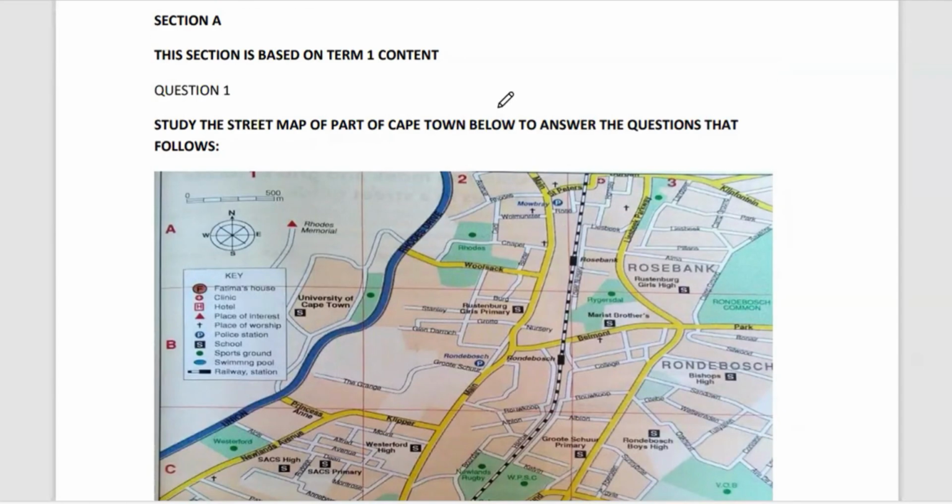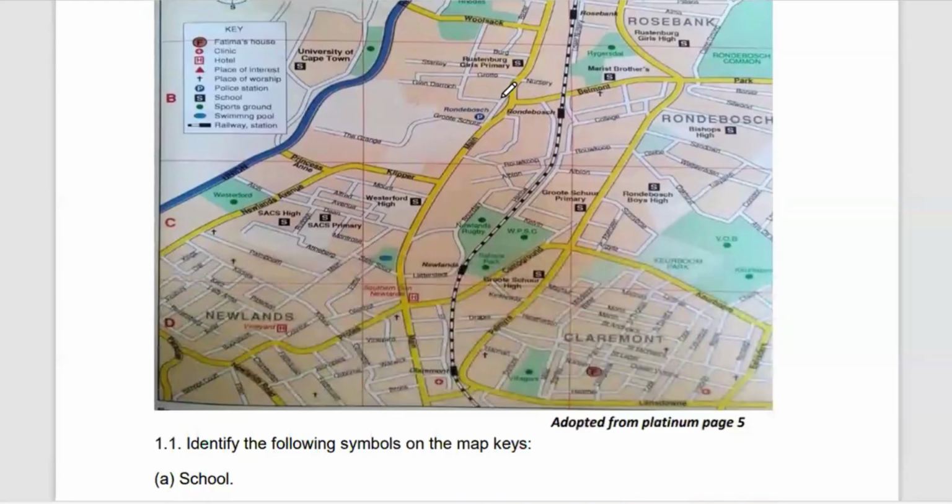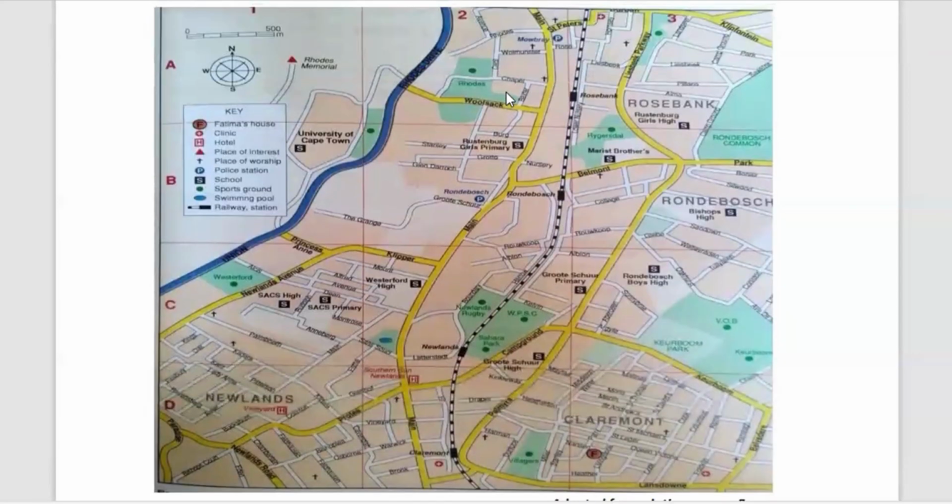Section A is based on term 1 content. Section B is based on term 2 content. Term 1 was about map scales. When you're given a map, first and foremost you need to look at the key, you need to look at the scale, and then the compass.